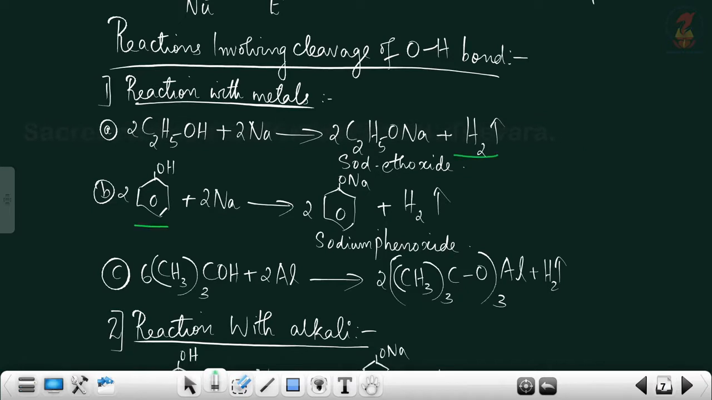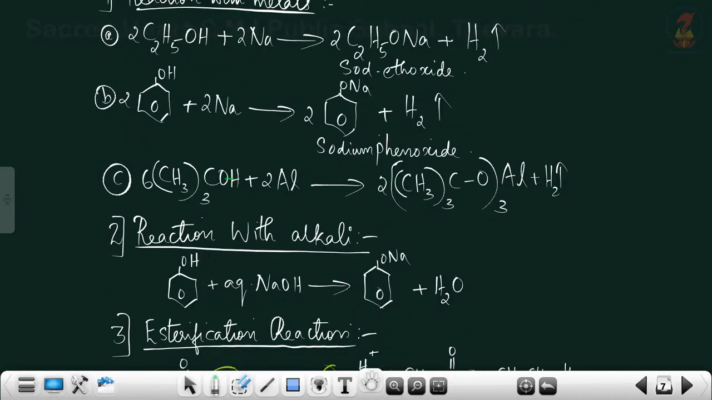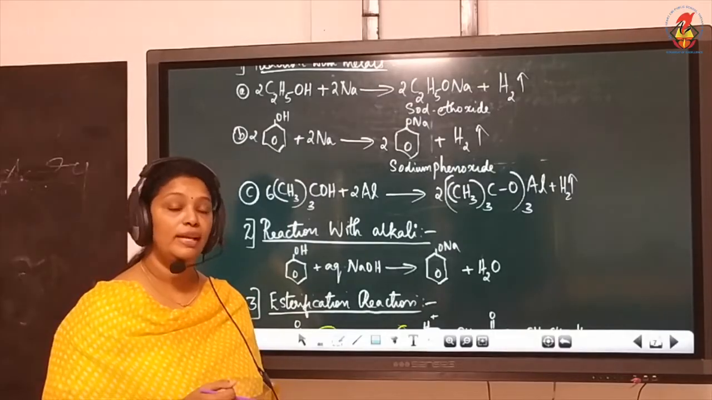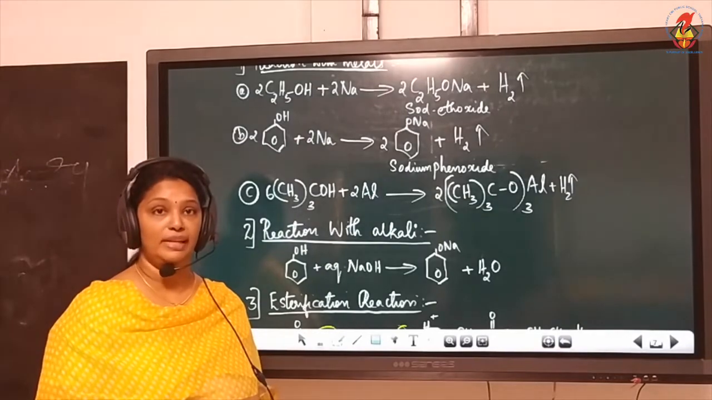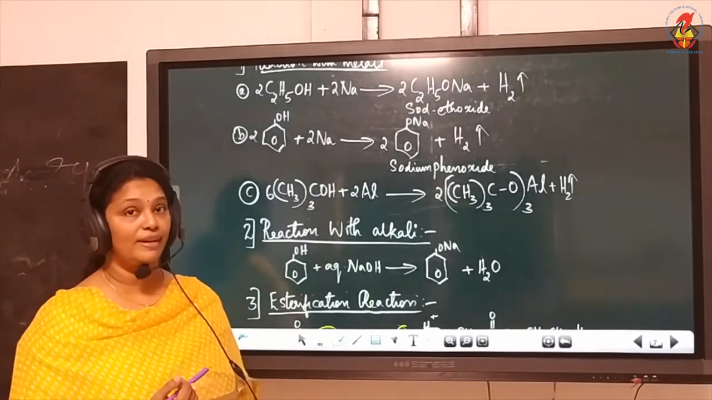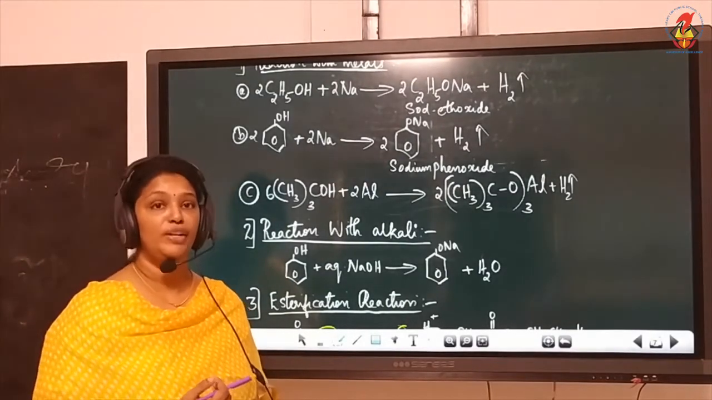Now the next example is with phenol. Phenol plus sodium metal. The OH bond in phenol breaks and we get sodium phenoxide as the product, C6H5ONa, plus hydrogen gas. Now the next example is tertiary butyl alcohol, (CH3)3COH, plus aluminium metal. The OH bond is broken and we get aluminium tertiary butoxide plus hydrogen gas. So that was the first example where the cleavage of the OH bond in alcohols and phenols takes place. Both alcohol as well as phenol react with sodium metal. Alcohols react with sodium metal to give alkoxide ion, whereas phenol reacts with sodium metal to give phenoxide ion.